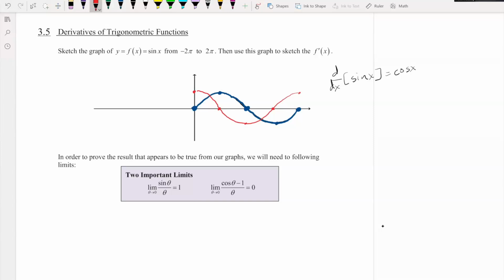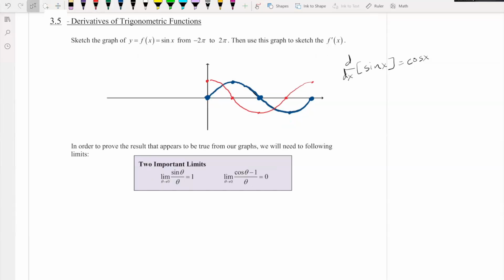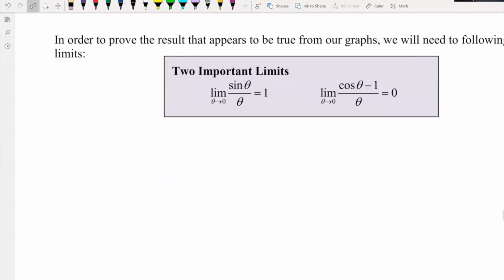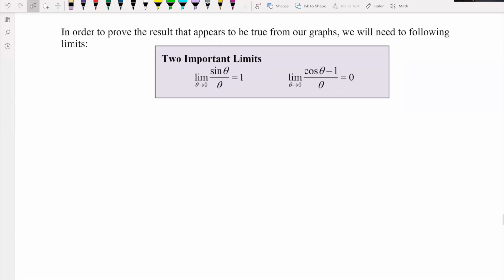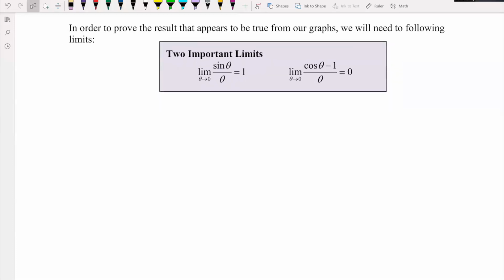What we're going to do is we're actually going to prove it, but to prove it we need to have a couple of limits that we haven't seen before. And here are the limits that we haven't seen before. And so we're going to prove one of these limits using a picture and a theorem that you guys have already encountered. And then we'll just say the other limit is done similarly. And then we'll prove the derivative. We'll see how it works.